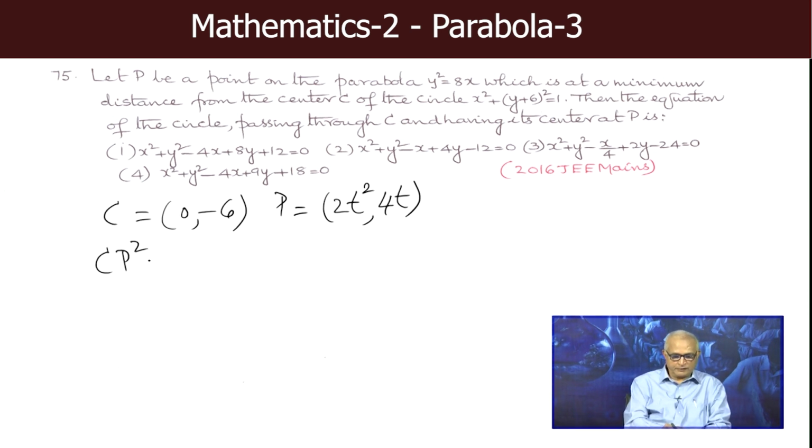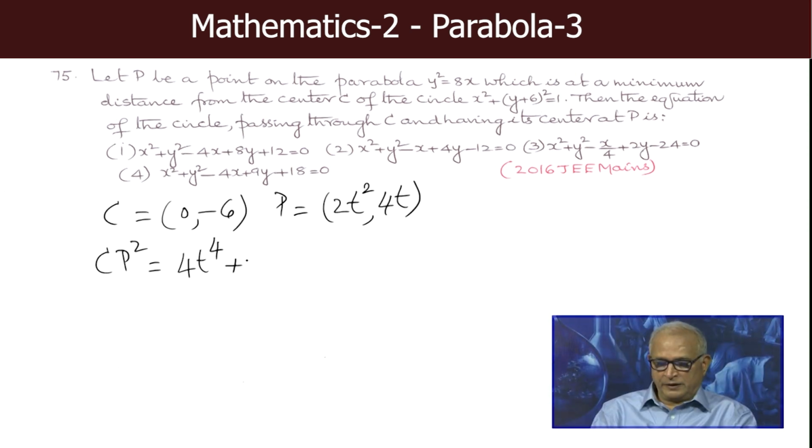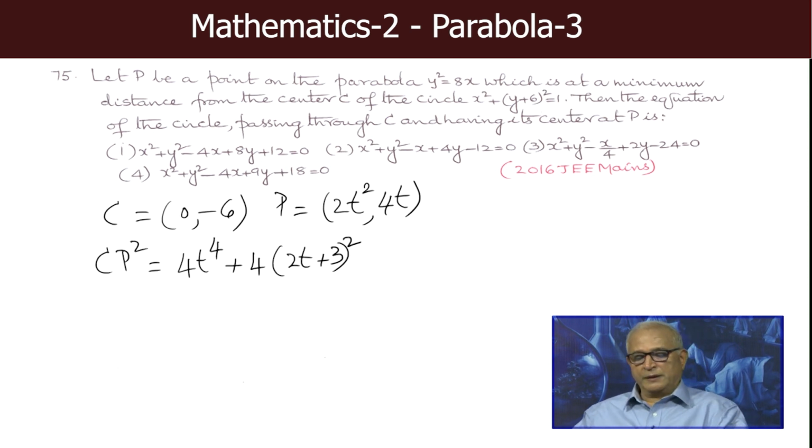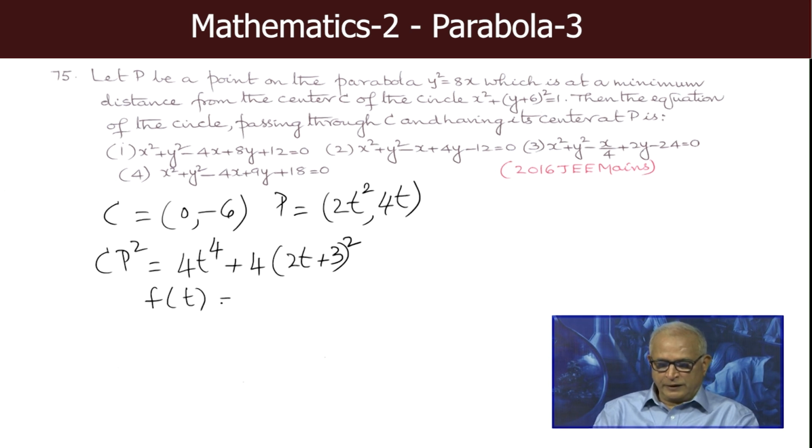CP² is (2t²)² plus (4t plus 6)², that is, t⁴ times 4 plus 4 times (2t plus 3)² [sic: 4t plus 6 whole square is the same as 4 times 2t plus 3 whole square]. So, you have to minimize, you can leave out 4, you can minimize t⁴ plus (2t plus 3)², that is t⁴ plus 4t² plus 12t plus 9. So, this is to be minimized.